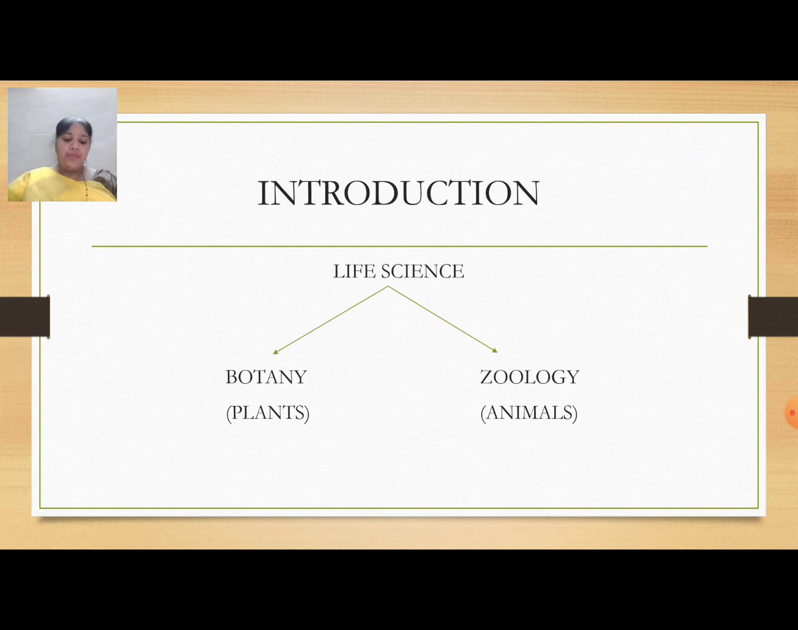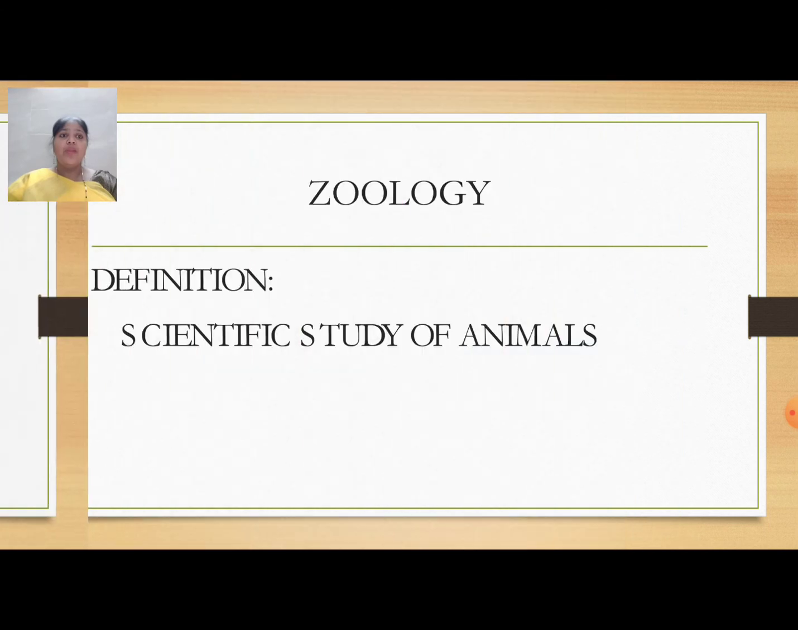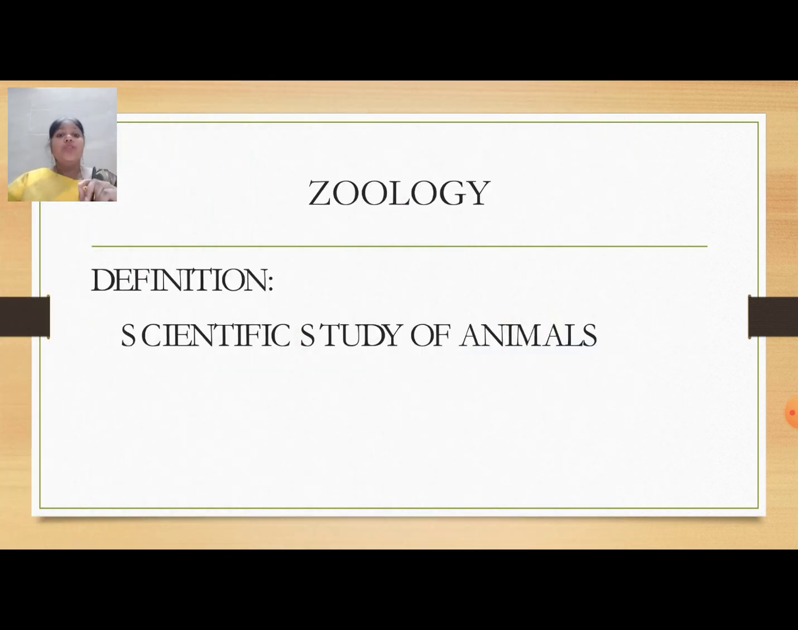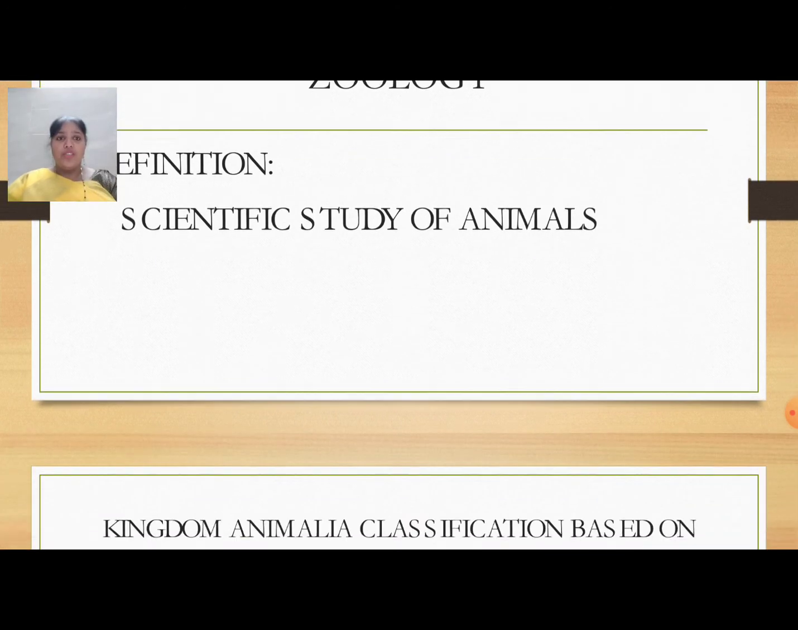life science, under life science you have two fields, that is botany and zoology. Botany deals with plant studies and zoology deals with the study of animals. When we say zoology, what is zoology? It is the scientific study of animals, not just the study of animals. It's the scientific study of animals. That is what zoology is.